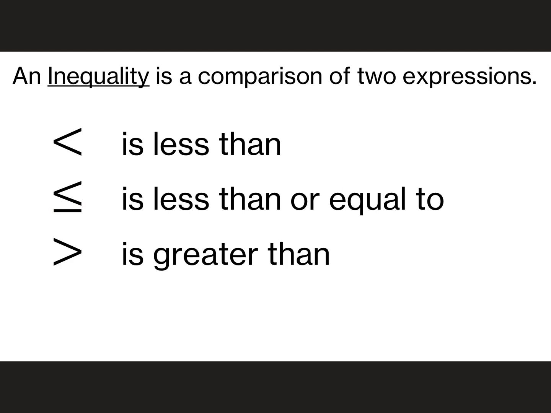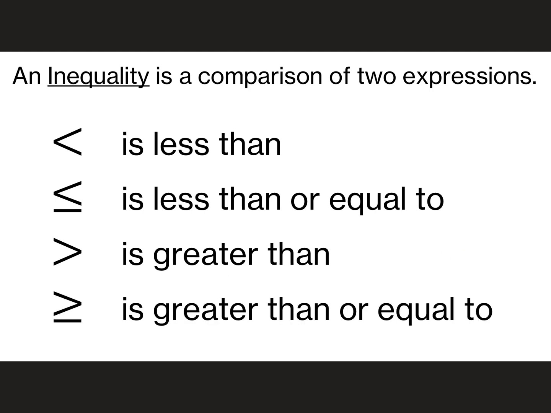The next one is the greater than sign. In this case, I would say 5 is greater than 2. And again, the open end of that sign is to the big number. The pointy end is to the smaller number. Finally, I have the greater than or equal to sign. And again, it has that little extra piece at the bottom of it. So I can say 5 is greater than or equal to 2, but I can also say that 5 is greater than or equal to itself.